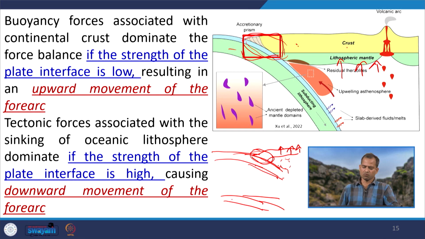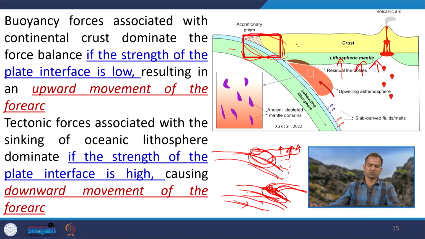once this plate is going down, gradually with time this type of situation will arise, like this. That means this plate will fold here and go down along with the downgoing slab. As a result, the system is going down. So, once the degree of coupling is low, the overriding plate is moving up. However, if the degree of coupling is high, the system is going down, and this overriding plate is also going down partly along with the subducting slab.